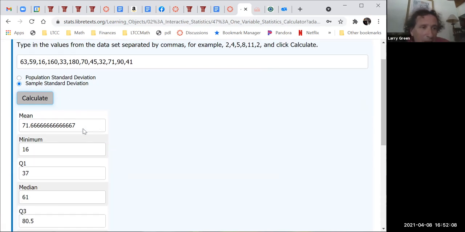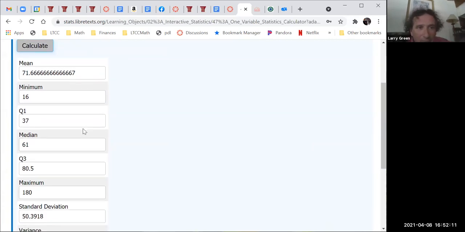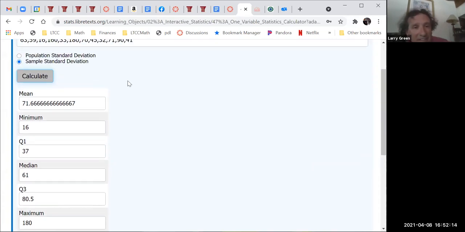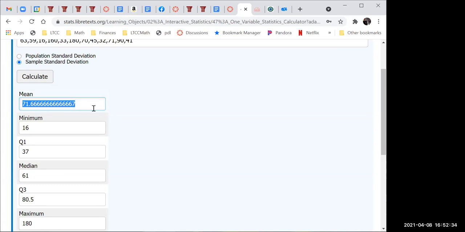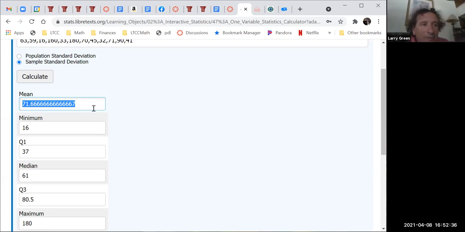So now we have all kinds of statistics. Notice these are statistics, not parameters, because remember, a statistic comes from a sample, and a parameter comes from the population. So hopefully you know what the mean is. What's the common word for mean? Starts with an A. Average. Okay, so what we can say is that the average number of units that students have taken is about 72 units.